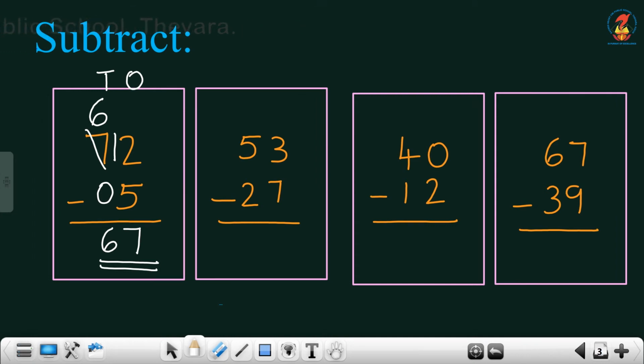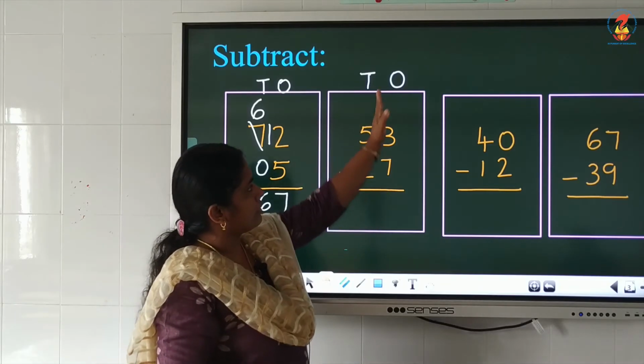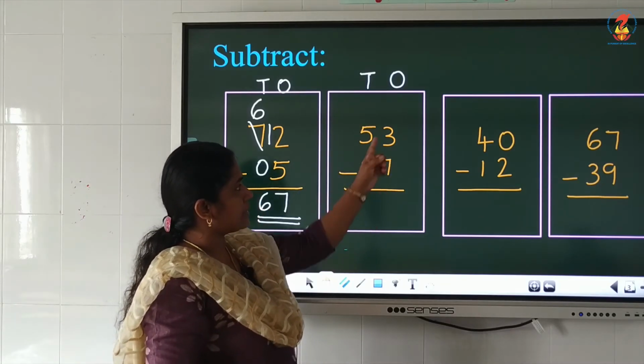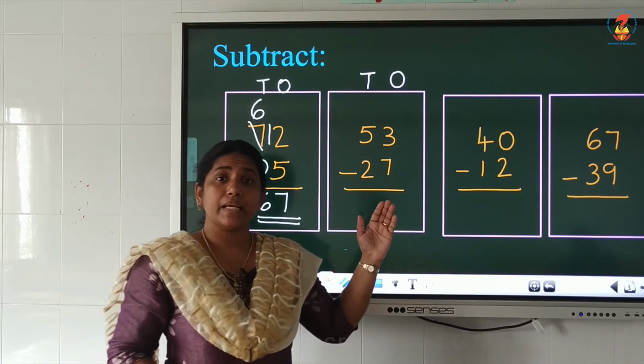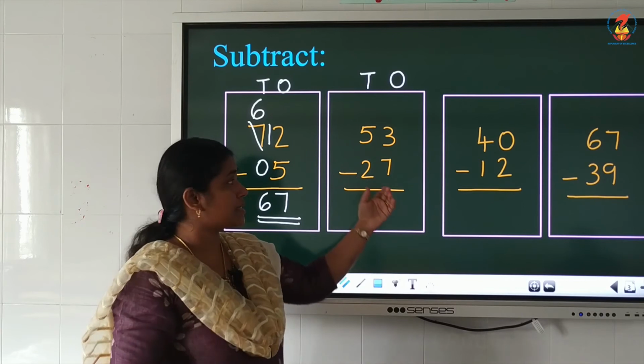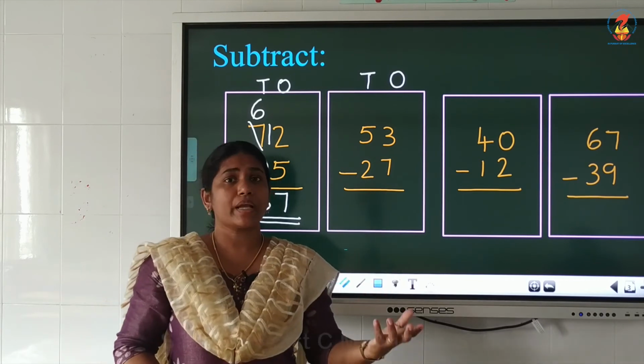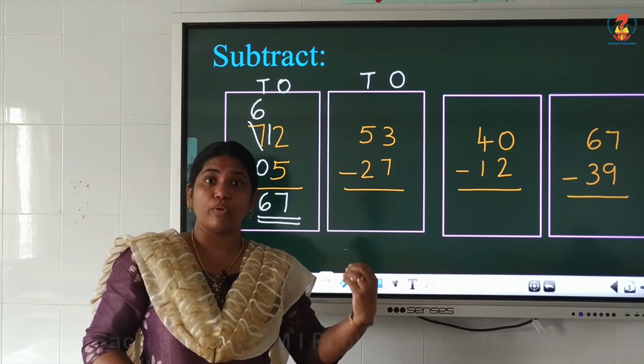Clear? We'll do the next question. Mark the ones place and tens place. Look at the ones place first. 3 minus 7. We have to subtract 53 minus 27. And look at the ones place. Which numbers are here? 3 minus 7. The top number 3 is small. The down number 7 is big. So we can't subtract. We have to borrow first.